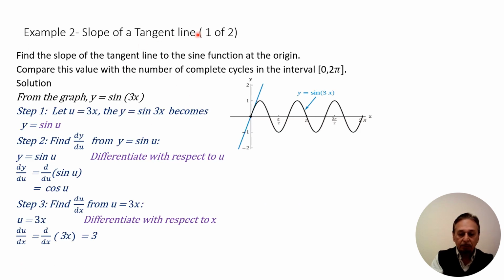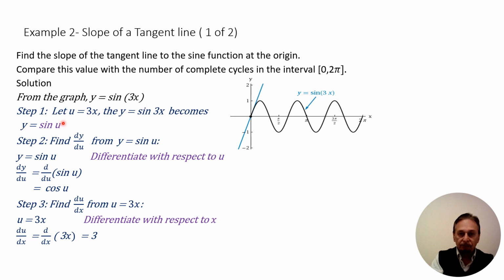As example 2, in this example we're going to find the slope of the tangent line to the sine curve at the origin, this point, and compare this value with the number of complete cycles in the interval 0 to 2 pi. So let's write down the function from the graph: y equals sine of 3 times x.